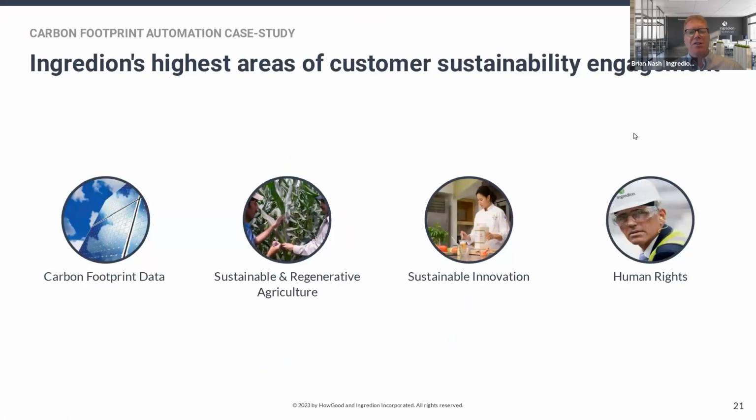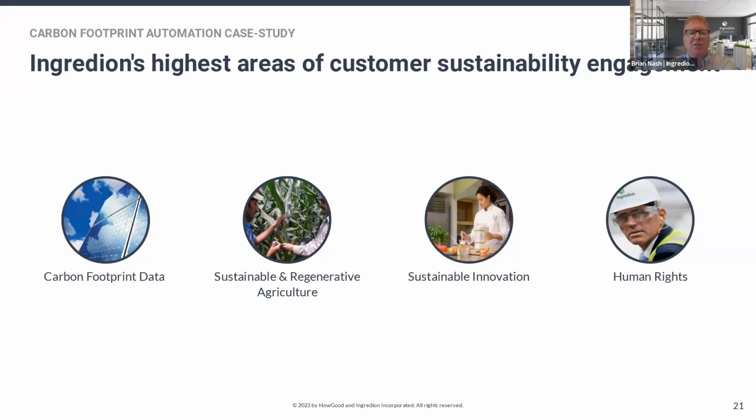So on our customer engagements, I thought it would be interesting to share with you guys where we're seeing the biggest amount of questions, or where our pain points are, or places where customers are looking to engage. I'd say carbon footprint data is the number 1 place where I'm spending my time these days, followed closely behind with sustainable and regenerative agriculture. We're seeing a big uptake in sustainable innovation.